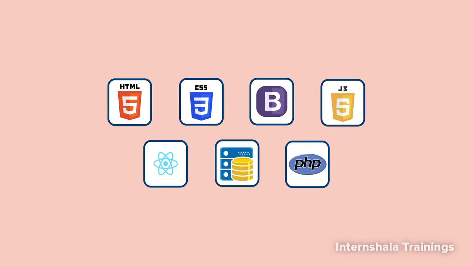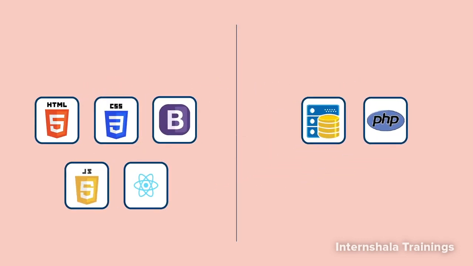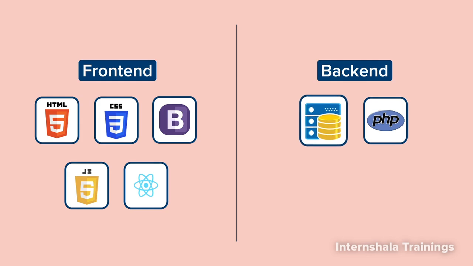To summarize, in this training we will learn 7 different web technologies. In the front end part, we will learn HTML, CSS, Bootstrap, JavaScript and React. In the back end, we will learn DBMS and PHP. Don't worry if all these terms sound too complex. We will cover all of these technologies in great detail and you will eventually get comfortable with all of these.